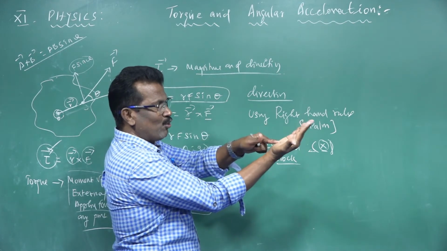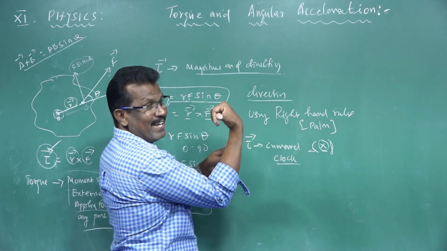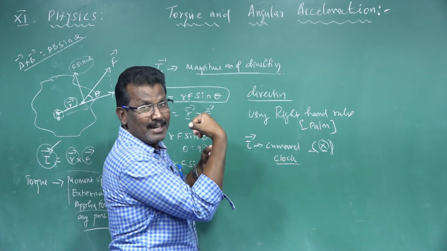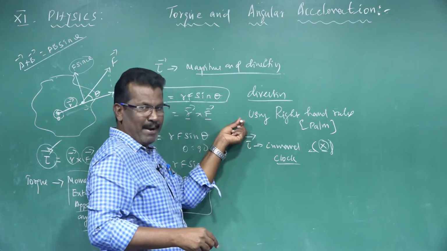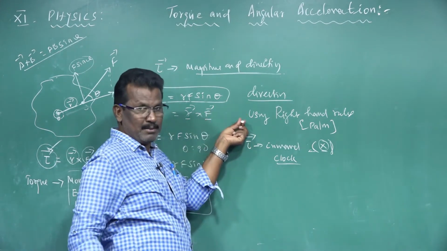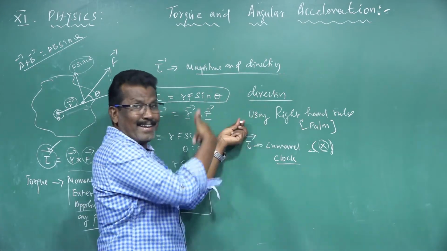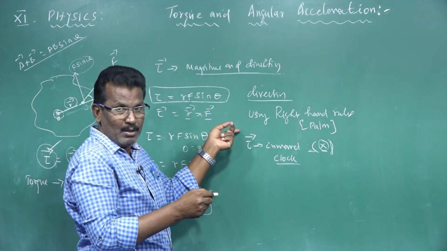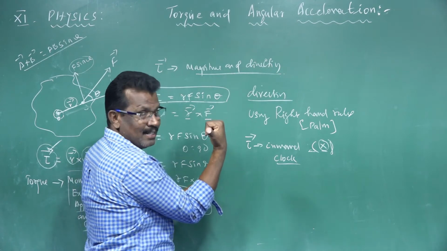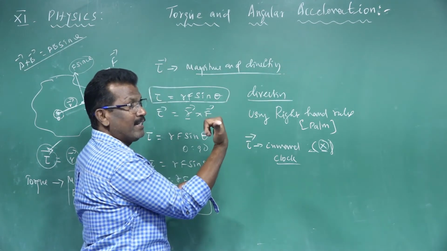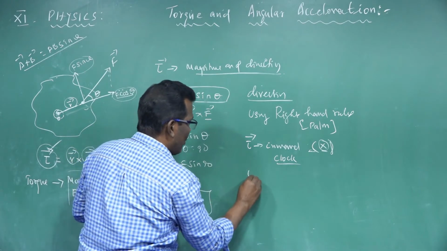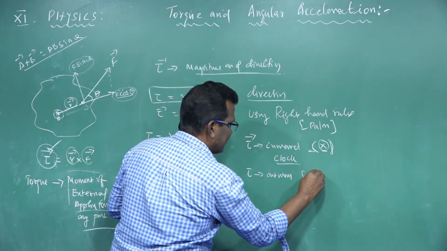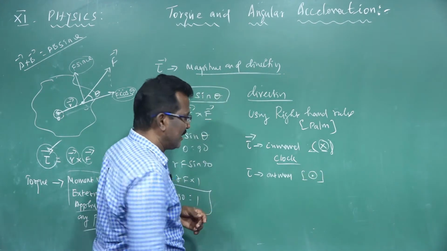This is the position vector, that's the force. Curling the fingers in an anti-clockwise direction, the thumb shows the direction of the torque. It is outwards. If there is a screw inside the wall and you want to release it, you rotate the screw anti-clockwise and the screw is removed from the wall. So the torque acts outwards when the fingers rotate anti-clockwise. Generally it is denoted by a dot.